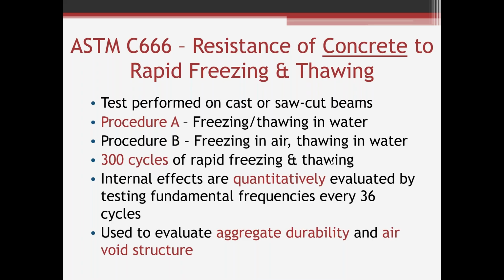There's two different procedures, an A procedure and a B procedure. Procedure A is probably done, I'll say, 95% of the time, where you're both freezing and thawing your sample in water. Procedure B freezes it in air and thaws it in water. The test method is 300 cycles, so it's quite a few cycles, freezing, thawing, freezing, thawing. And internal effects can be quantitatively evaluated by testing the fundamental frequency every 36 cycles.